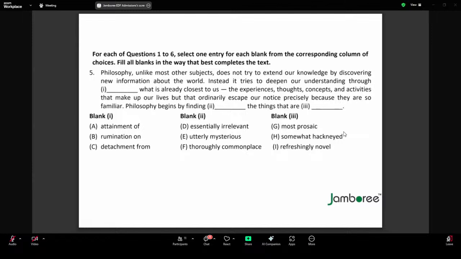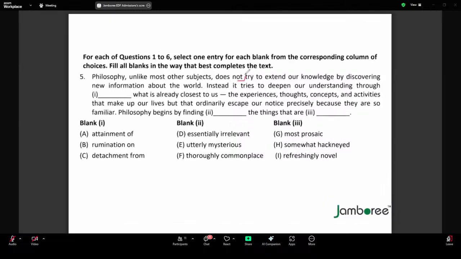All right, philosophy, unlike other subjects, tries to extend our knowledge, discovering new information about the world. No, it is not trying to get new information. Philosophy is telling us exactly what we already know, just that we're not paying attention. Instead, it tries to deepen our understanding. It's not attaining detachment; it's understanding. Ruminate means to think deeply about something. So it wants us to think deeply about something. What's closest to us?